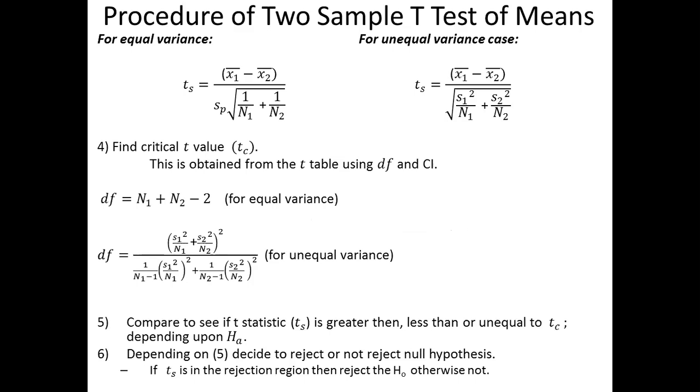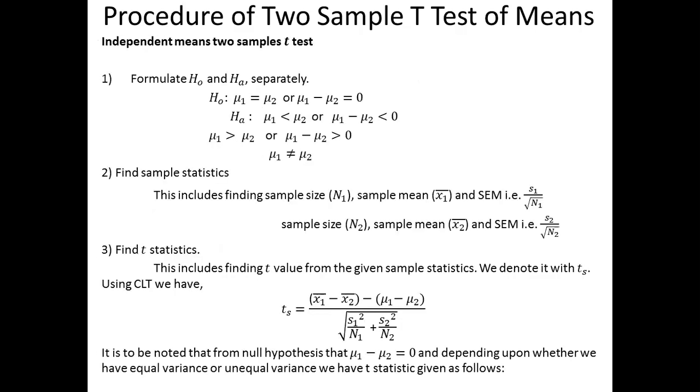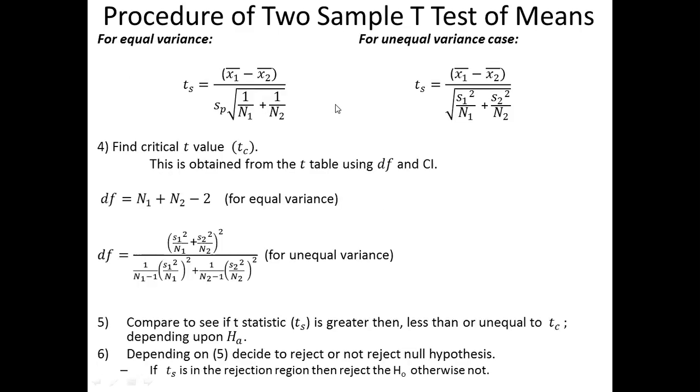And what is SP? Do you remember? SP is the pooled standard deviation. It is the standard deviation that is created by grouping the standard deviations from the two samples when it is the case of equal variances. And if it is the case of unequal variance, then TS is given by x1 bar minus x2 bar upon under root S1 square upon capital N1 plus S2 square upon capital N2. Again, note that in these two equations, the mu1 minus mu2 factor is basically equal to 0 because in the null hypothesis statement it is 0.